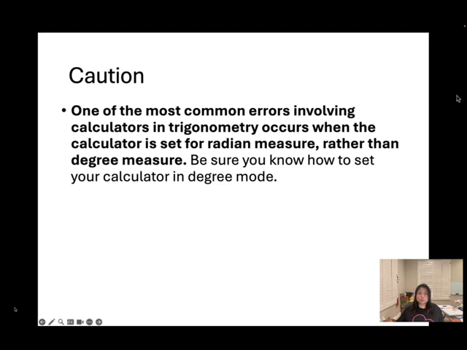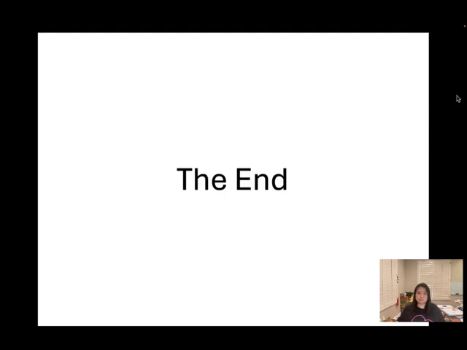One of the most common errors involving calculators in trigonometry occurs when the calculator is set for radian measure rather than degree measure. Be sure you know how to set your calculator in degree mode. Okay, even on a regular calculator, you're going to see the degree here. So I could change it to degree or radian. Okay, make sure you know how to do it on your own calculator. That's it.